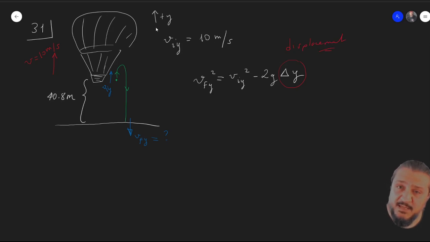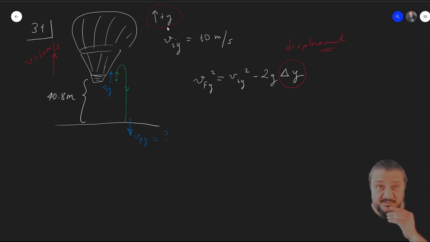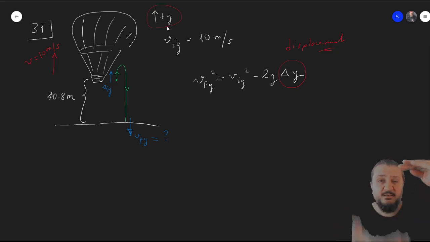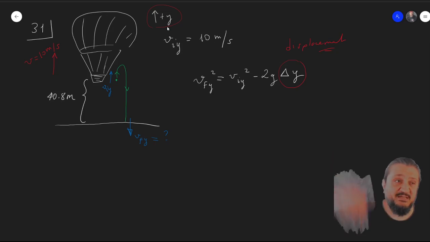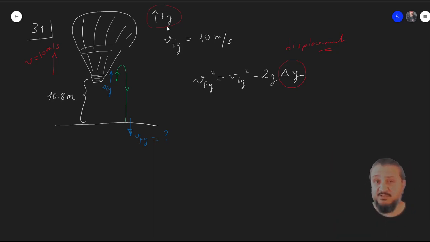Since we picked up as positive for our y, whenever you end up at a point which is lower than your initial point, delta y will be a negative number. That's always the case. Whether you pick the ground as your origin, or a mountaintop, or the center of the earth, doesn't matter at all. You can try it with given numbers. Delta y will always be negative if up is positive and you end up at a point lower than your initial point.